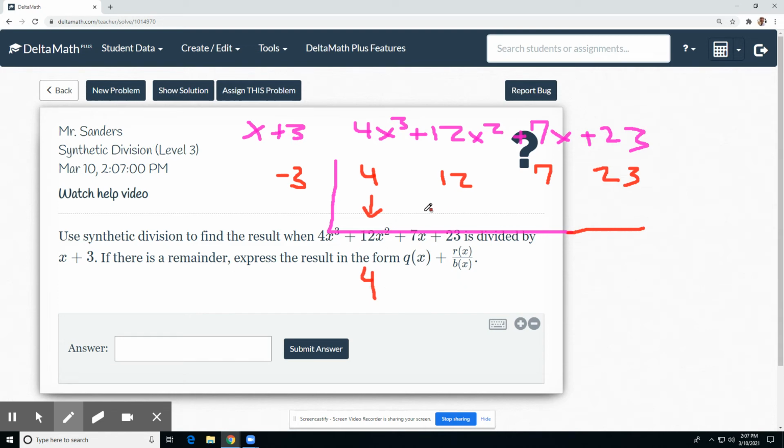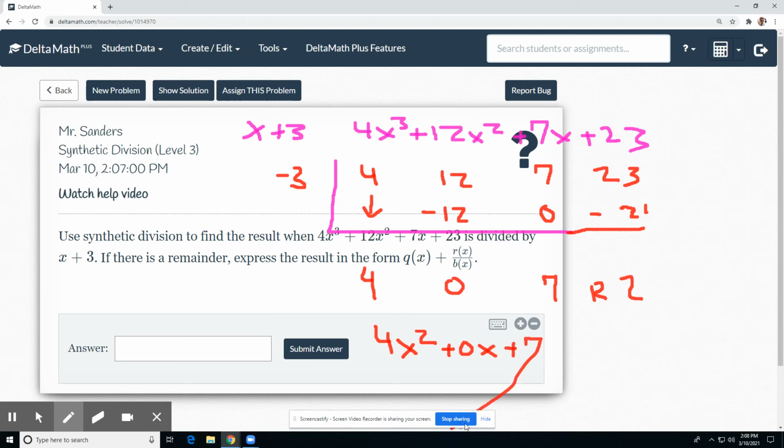-3 times 4 is -12. That zeroes out when we add. -3 times 0 is 0. Add straight down, that gives us 7. -3 times 7 is -21. And add straight down, and I get 2. So that's our remainder. This would be the constant term. This would be the x term. This would be the x squared term. So I get 4x squared plus 0x plus 7.